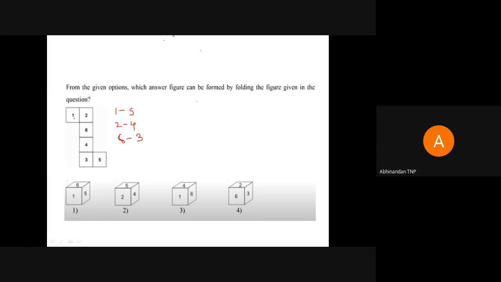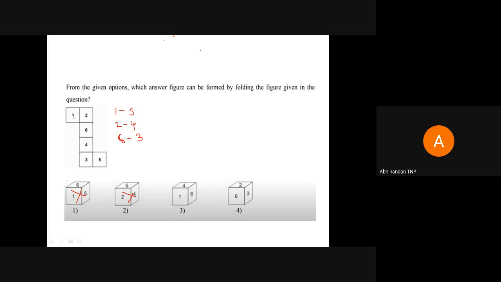Now, you have to find out from the options which is the correct die. Here we have 1 and 5. 1 and 5 are opposite, but here they are shown adjacent, which means this is not correct. Then 2 and 4. 2 and 4 are shown adjacent, which means this is not correct. Then 1, what is the opposite of 1? It is 5. 5 is not there.